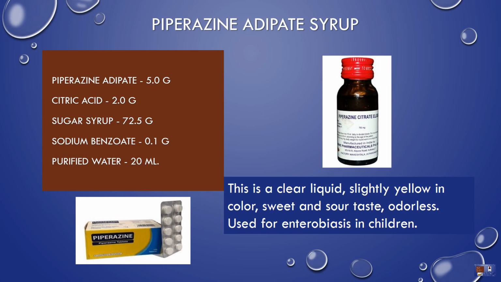On this slide you see a piperazine adipate syrup recipe that contains piperazine adipate 5 gram, citric acid 2 gram, sugar syrup 72.5 gram, sodium benzoate 1 decigram, purified water 20 ml. Syrup is prepared according to general rules. This is a clear liquid, slightly yellow in color, sweet and sour taste, odorless, used for anthrabiasis in children.